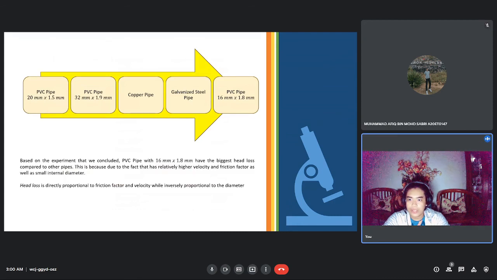From the result, we can conclude that PVC pipe with 20 times 1.5 millimeter has the lowest head loss, followed by PVC pipe 32 times 1.9 millimeter, copper pipe, galvanized steel pipe, and the highest is PVC pipe with 16 times 1.8 millimeter. Based on the experiment, we can conclude the PVC pipe with 16 millimeter times 1.8 millimeter has the biggest head loss compared to other pipes. This is due to the fact that it has relatively higher velocity and friction factor as well as small internal diameter.